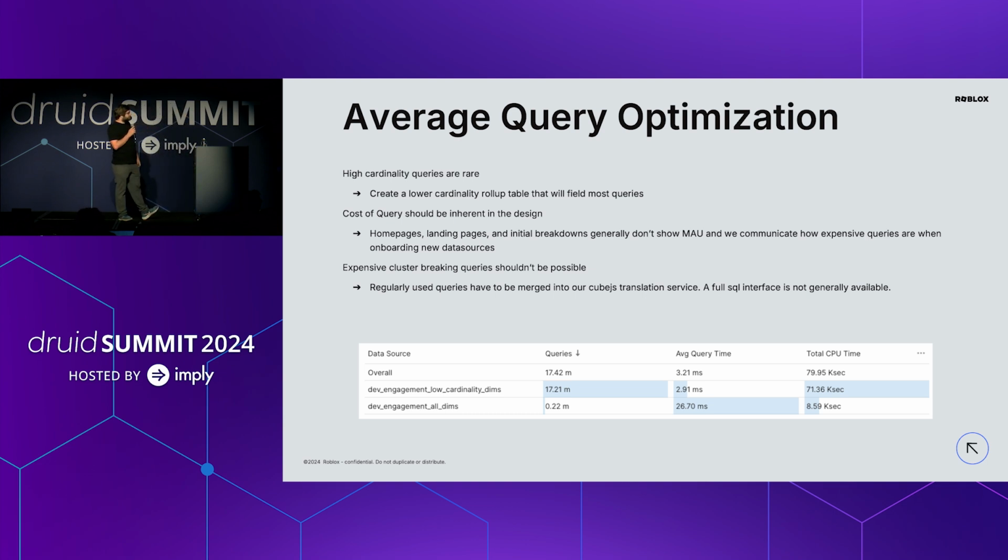We don't eat too much CPU with the vast majority of our queries. We're doing less roll-up. And when we do need those, we actually have more total CPU available because we're mostly operating on queries that don't even touch those dimensions. So this was one of our average query optimizations. We also put a little bit of focus into the cost of query should be inherent in our design.